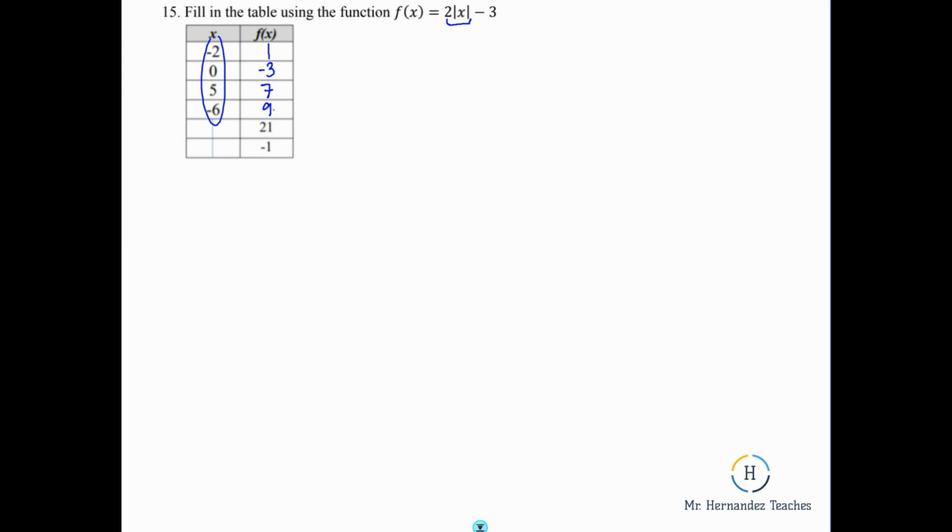But for these other ones, it can be kind of difficult. We're not going to sit here solving all of them. So let's just put it into the calculator. Let me get mine up and running.